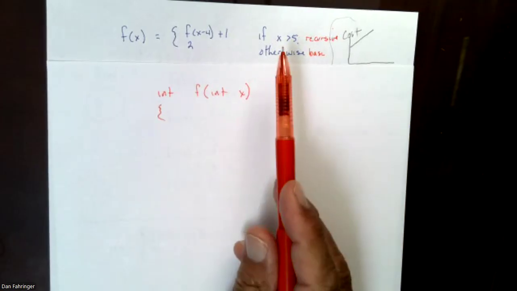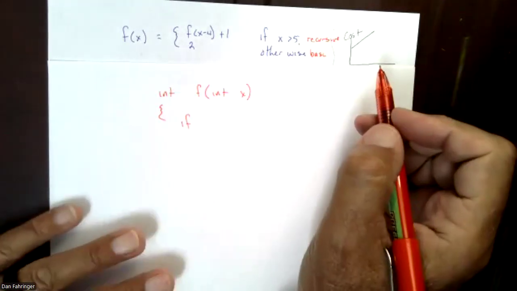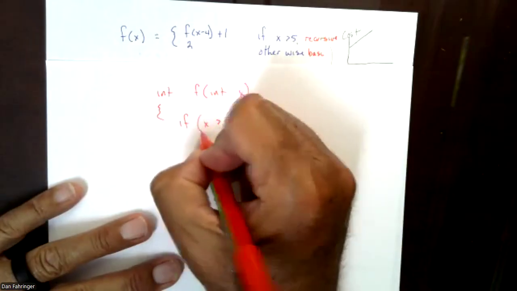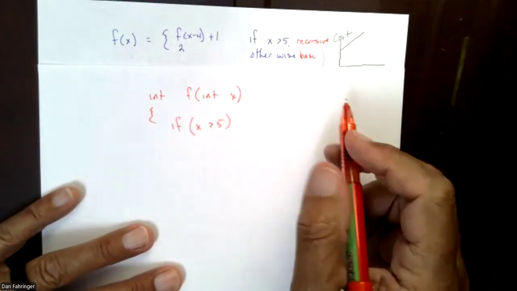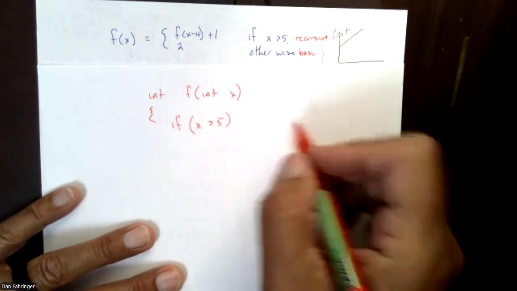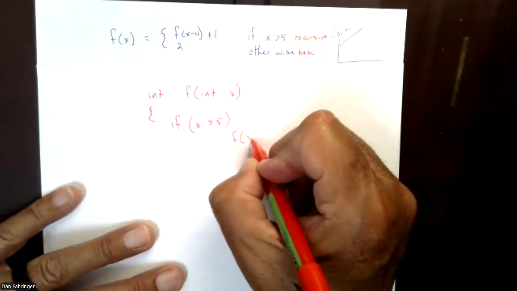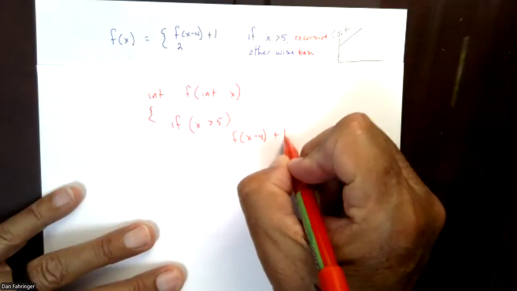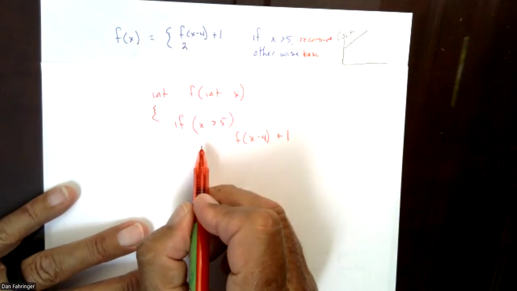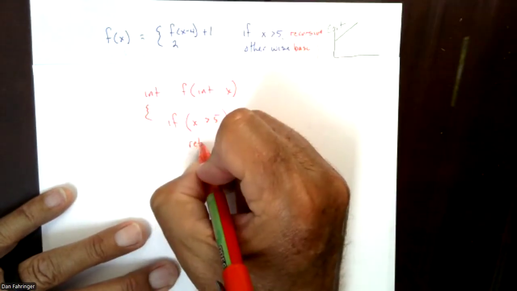So here's my if. If x is greater than 5, what do I do? Call the f function again, subtracting 4 from x and then adding 1. Okay, I'm going to call it again, subtracting 4 from x and adding 1. But what do I put right here? This is going to be a return statement.